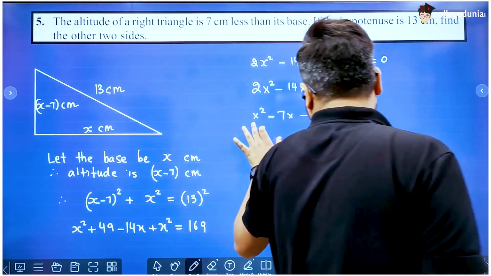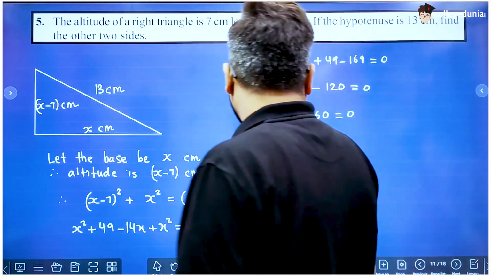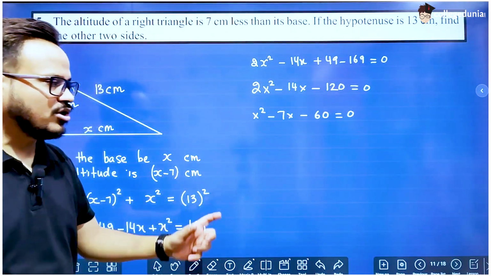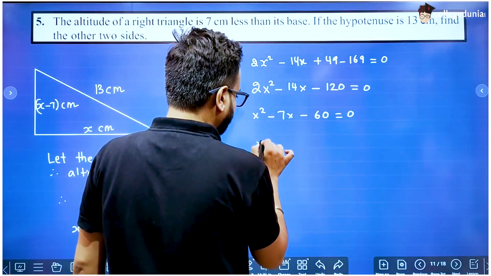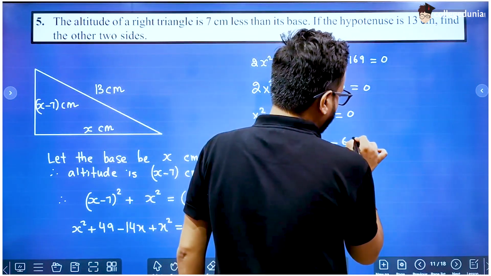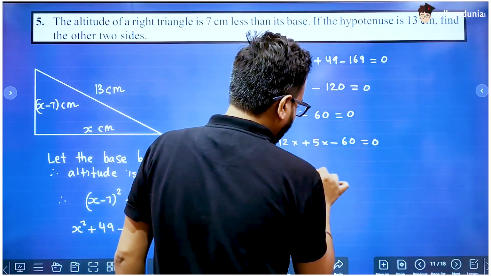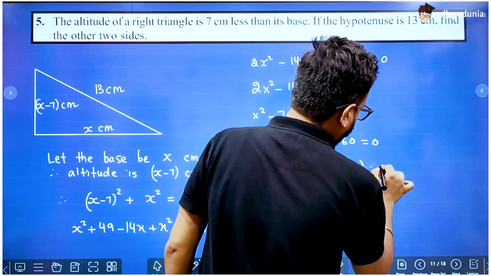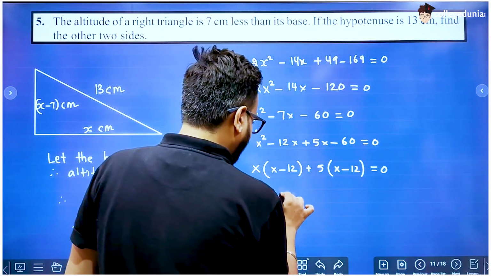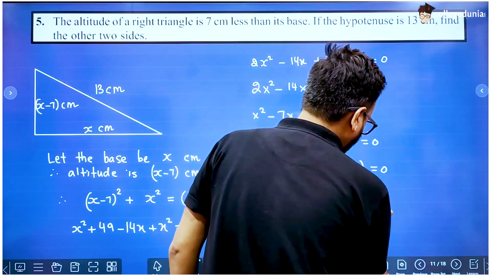Now the product of first and third term is minus 60x square and the middle term is minus 7x. So we have to split this minus 7x into two terms such that the sum is minus 7x and the product is minus 60x square. So this is x square minus 12x plus 5x minus 60 equal to 0. So x into x minus 12 plus 5 into x minus 12 equal to 0. So x minus 12 into x plus 5 equal to 0.